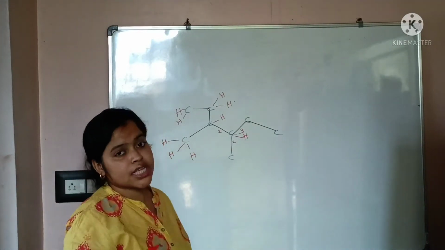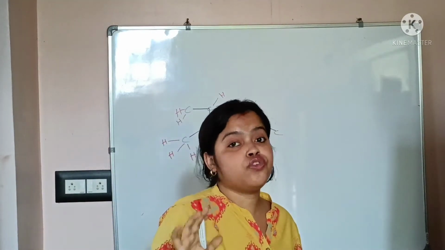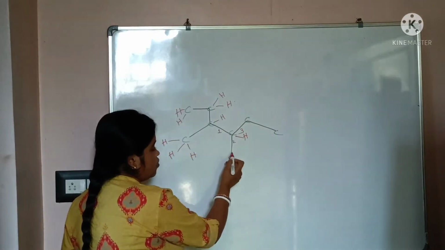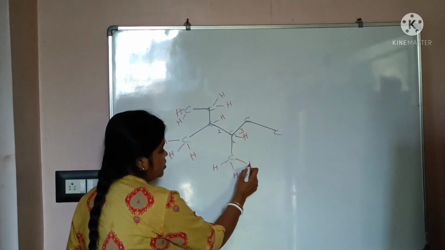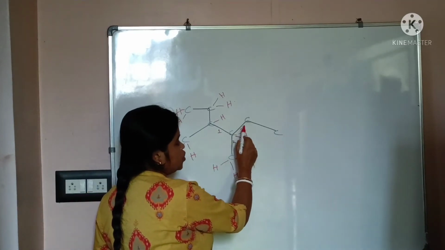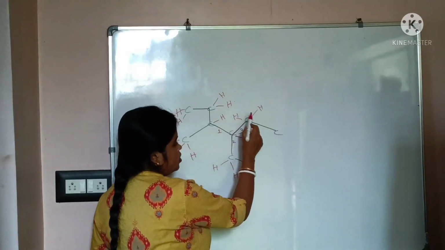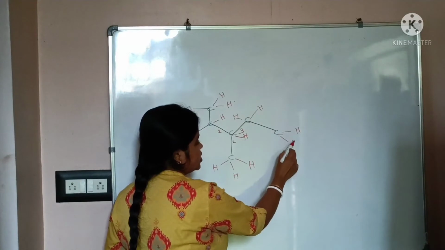Why 1? Because carbon should obey this tetravalency rule. It should have 4 hands. This carbon has only 1 hand, so it should have 3 more hands. This carbon has 2 hands present, so 2 more hands. This carbon has only 1 hand, so 3 more hands.